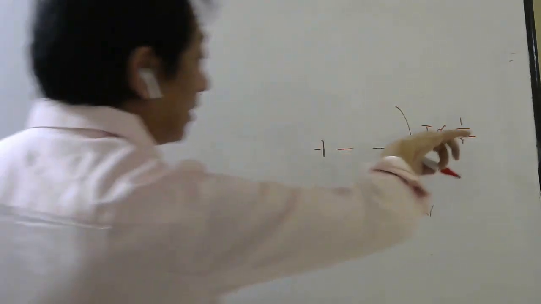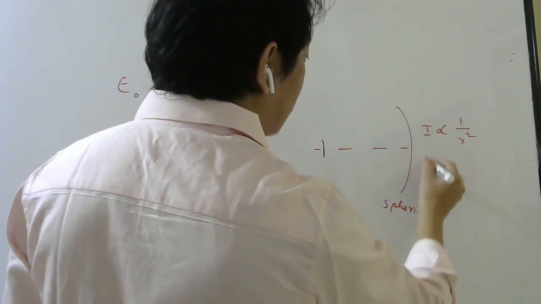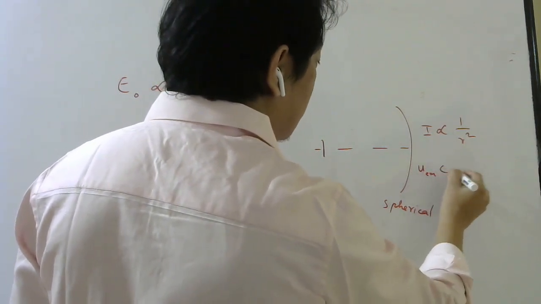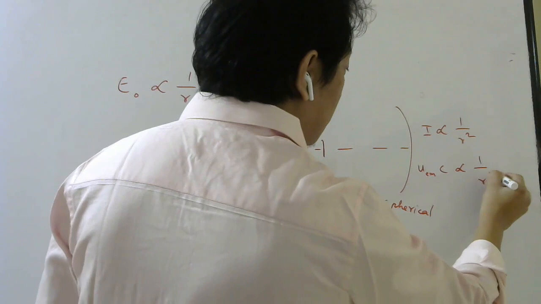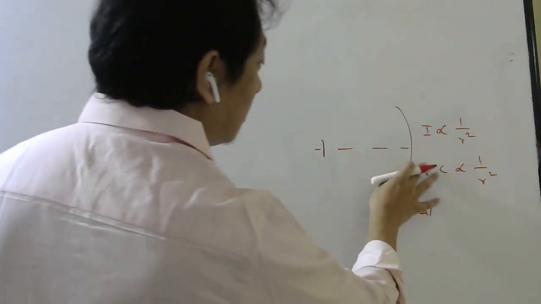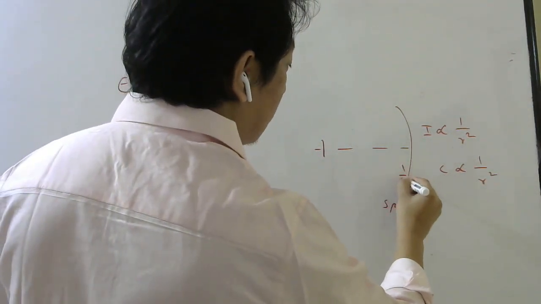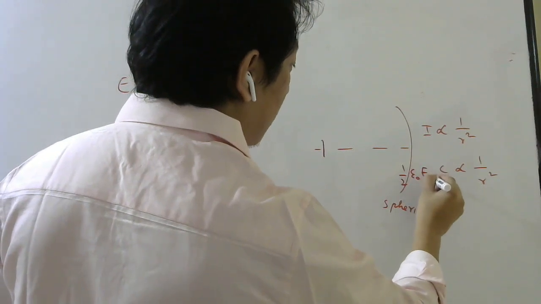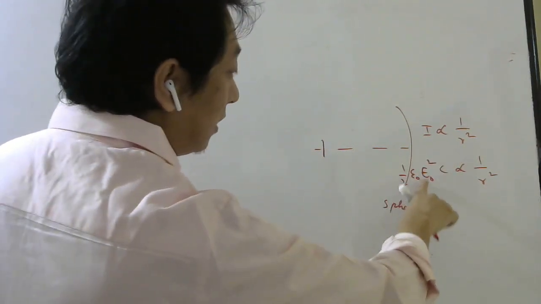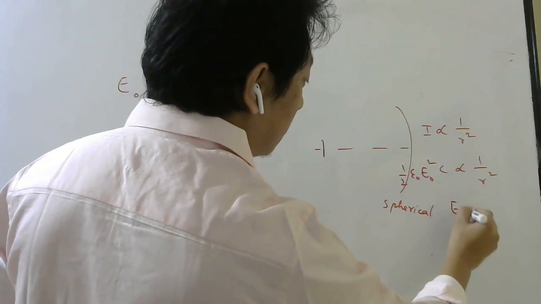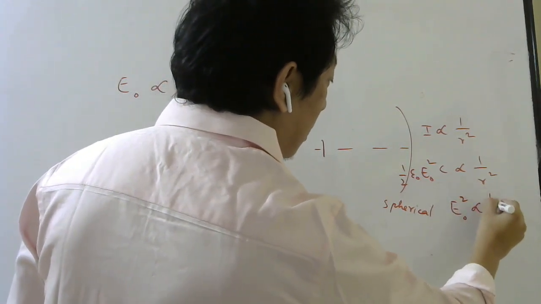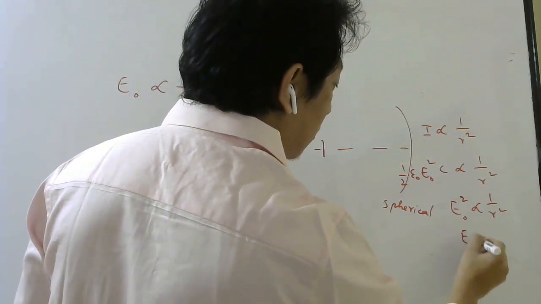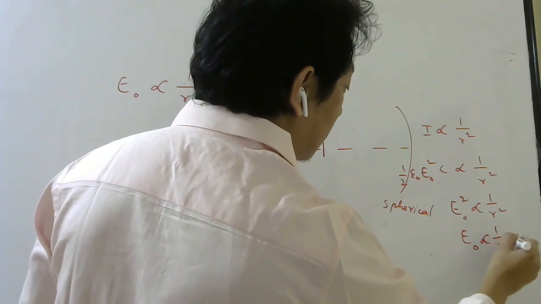Now intensity has in its formula energy density into C, no? Yes or no, students? And energy density has half epsilon naught E naught square. So you can see E naught square is proportional to 1 by R square. So E naught will be proportional to 1 by R.